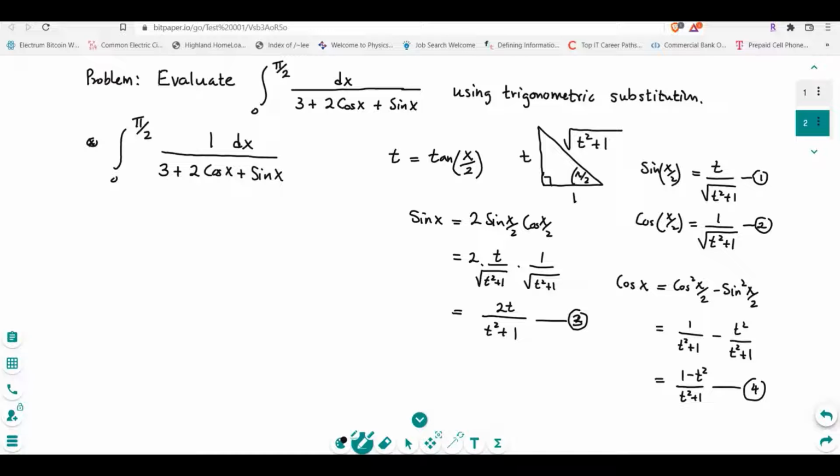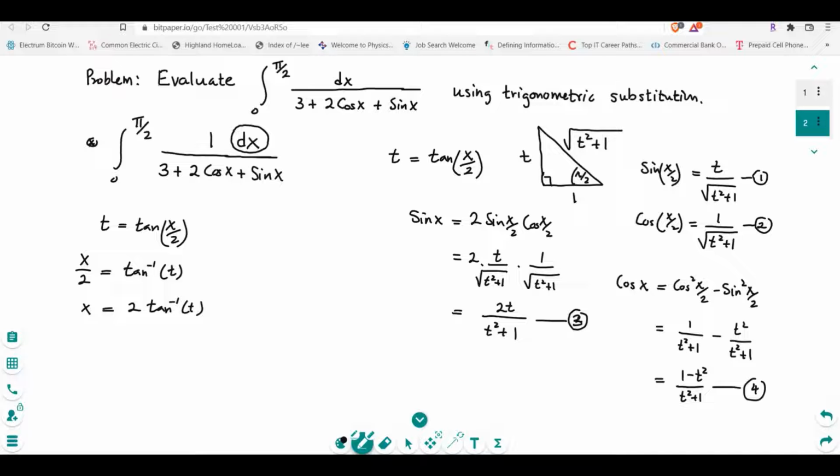So from number 3 and number 4, we can substitute into our integral. Now we have to substitute for this dx in terms of t. So let's try to do that. I'm going to write t equals tangent x over 2, because that's our initial trigonometric substitution, and I'm going to solve for x. So x over 2 is going to be inverse tangent t, and then x would be 2 times inverse tangent t.